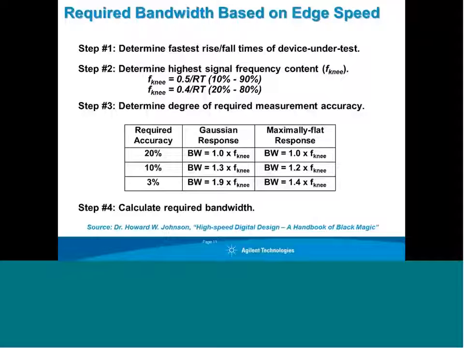From that, you can determine the highest signal frequency content, and this is a frequency we call FkNee. Now, this comes from some formulas developed by Dr. Howard Johnson, who has written a very popular book called High-Speed Digital Design, a Handbook of Black Magic. If you look at a fast rising edge and run an FFT on it, you'll find there's a knee in the frequency response where frequencies beyond the knee point fall off sharply and have less significance in determining the reconstruction of that signal. So that's what we call FKnee.